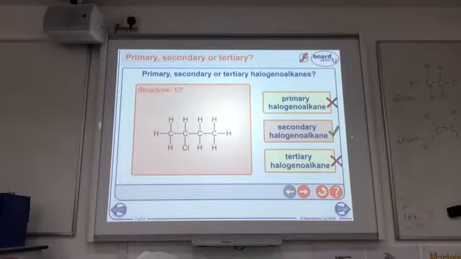Essentially, I like to define it more in terms of how many carbons are joined to that particular carbon that the halogen is attached to. So if it's only joined to 1 other carbon, it's primary. If it's joined to 2 others, it's secondary. If it's joined to 3 others, then it is tertiary.